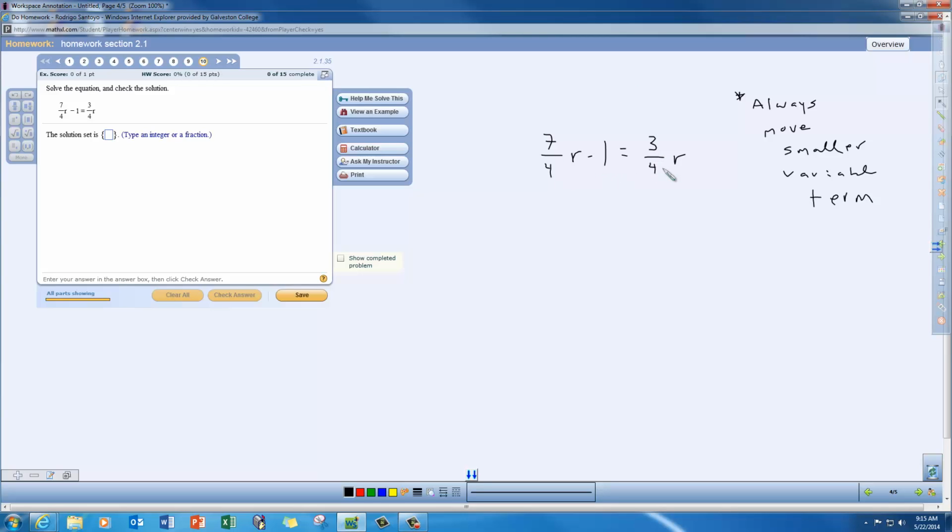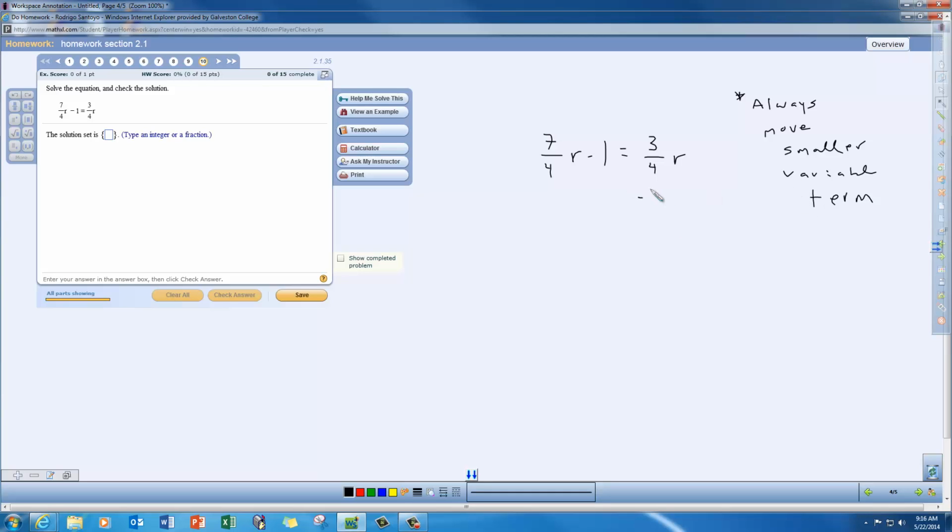They both have similar denominators. We see this is an improper fraction, which will give us a whole number. Proper fraction will not. Another way to figure out which one's bigger is just by dividing them and look at the fraction as a decimal, and the smaller decimal will be the smaller one. So we're always going to move the smaller variable term.